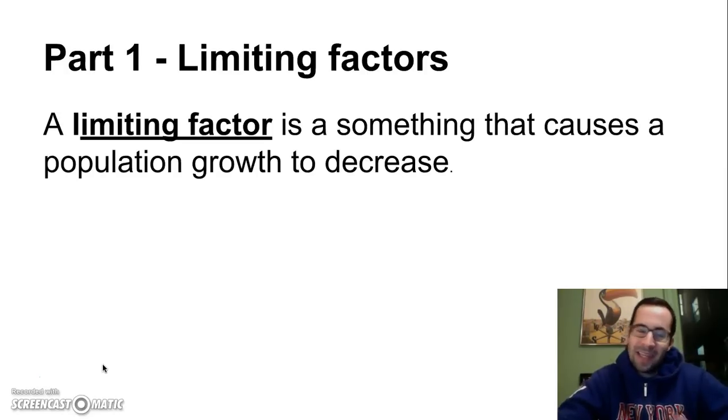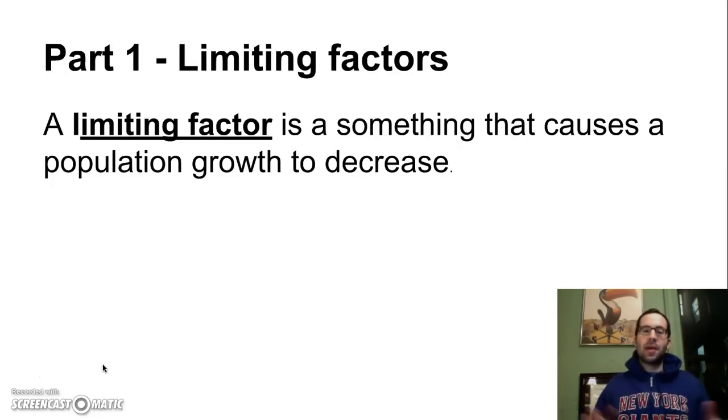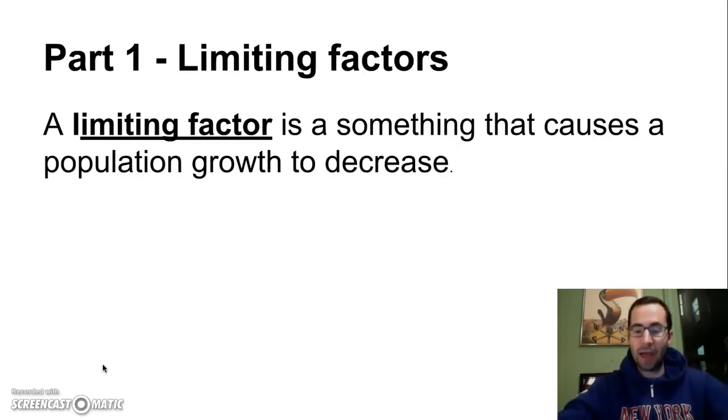Just to get the definition out of the way, and this is part one of the video here, a limiting factor is something that causes population growth to decrease. So if you can think of anything in the environment that might cause a population of organisms to go down, to decrease, that would be a limiting factor. Oxygen, water, space, soil, air, access to food, competition. Anything that would cause a population to decrease could be considered a limiting factor.